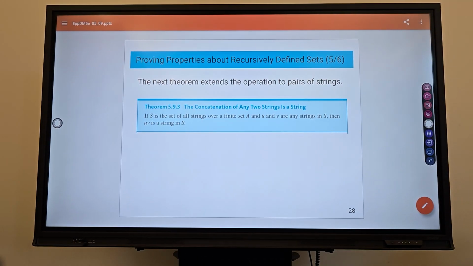The next theorem extends the operation to pairs of strings. The concatenation of any two strings is a string. Theorem 593: if S is the set of all strings over a finite set A, and u and v are any strings in S, then u concatenated with v is also a string in S.